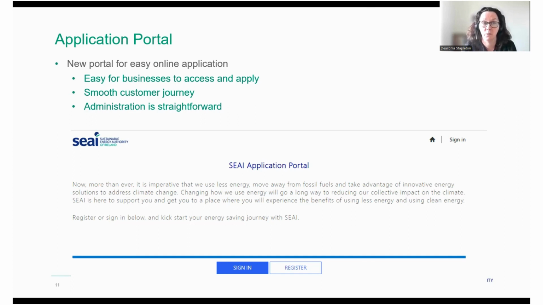And from our point of view as well, we wanted to be able to administer it quite easily so that it would scale up very quickly and we wouldn't be forced to resource intensively. So the online application portal allowed us to do that.